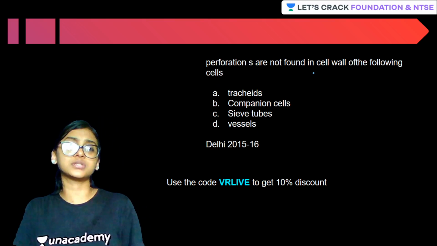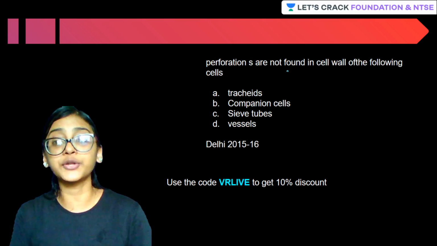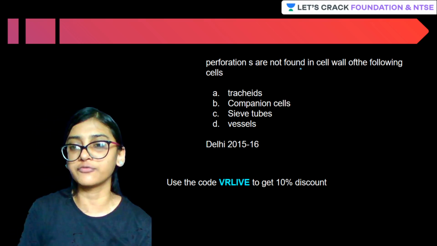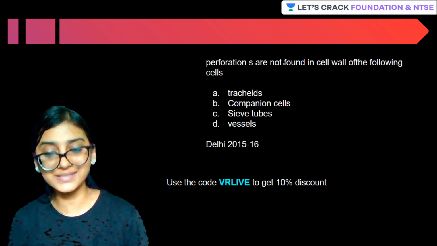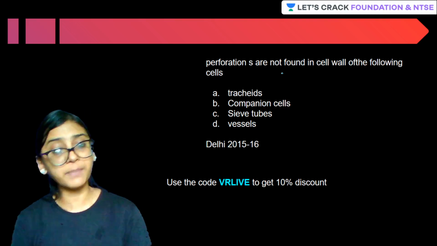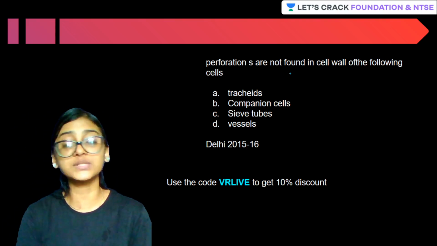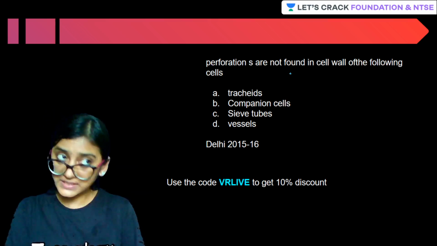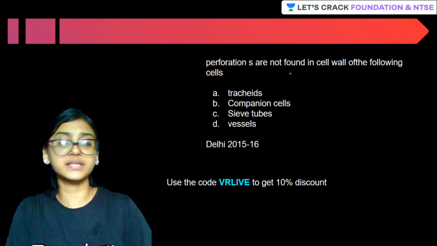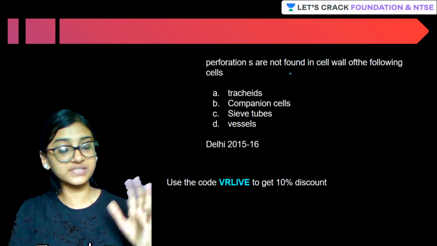Next question. Perforations are not found in the cell wall of the following cells: tracheids, companion cell, sieve tubes, vessels.